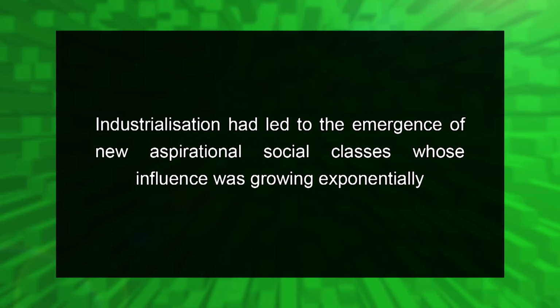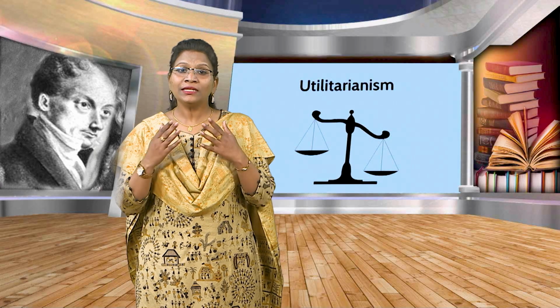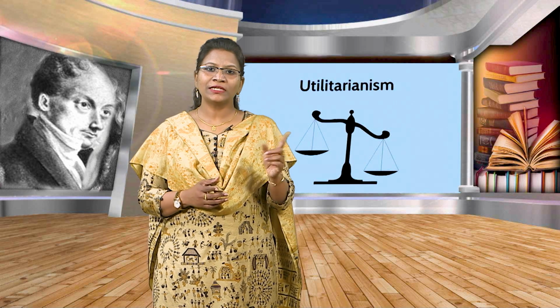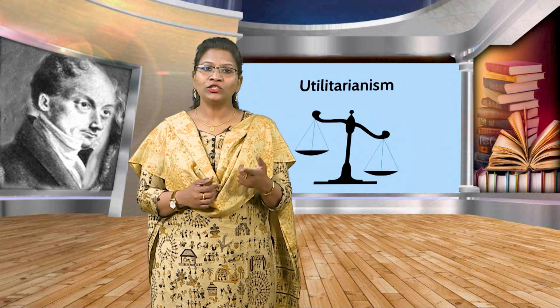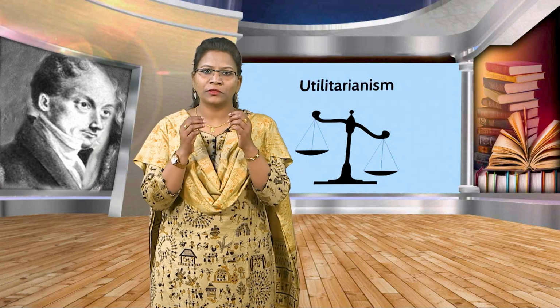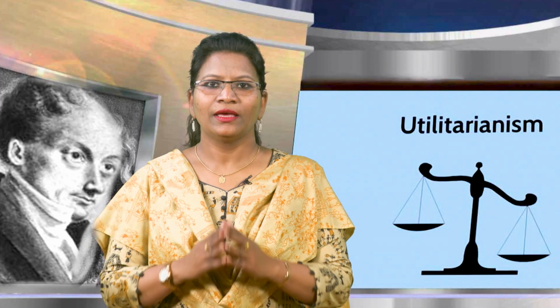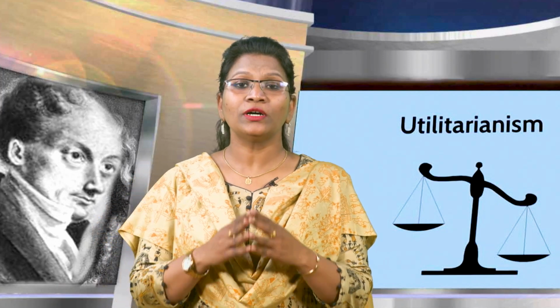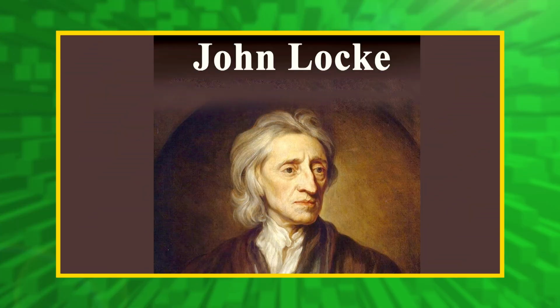Yet, industrialization had led to the emergence of new aspirational social classes whose influence was growing exponentially. These classes wanted political equality and tended to see the erstwhile aristocracy as undeserving of the power they were wielding. The rise of liberal philosophy in the works of scholars like John Locke provided an added moral emphasis for ensuring political equality of all citizens.